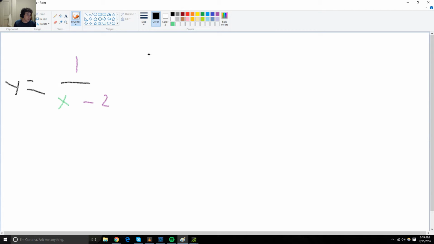y equals 1 over x minus 2 plus 3. So the parent graph of this is y equals 1 over x, which looks like, I believe it looks like, I am bad at drawing.